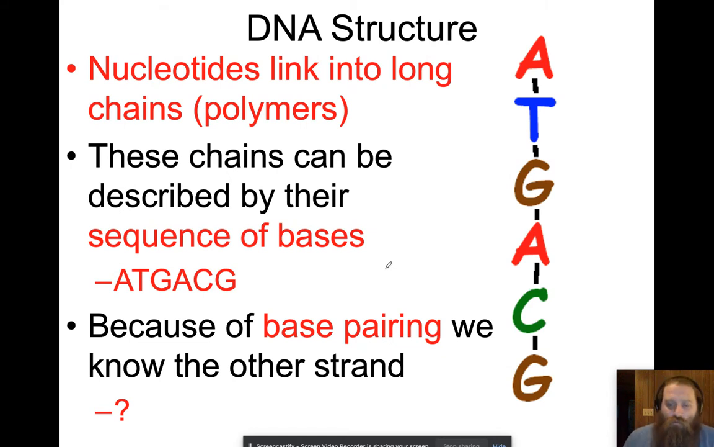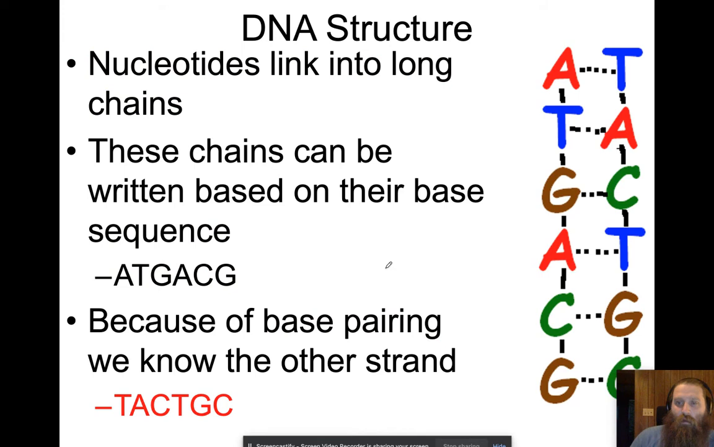So let's look at the structure of DNA now. All right, we're switching gears a little bit. DNA structure is comprised of nucleotides in long chains. So we call them polymers. Poly means many, mer means part, so many parts. We describe the chain just by listing the sequence of bases. So we say, like, this chain is ATGACG. That's it. Since we know Chargaff's rules, since we have base pairing, we know the other strand would be complementary.